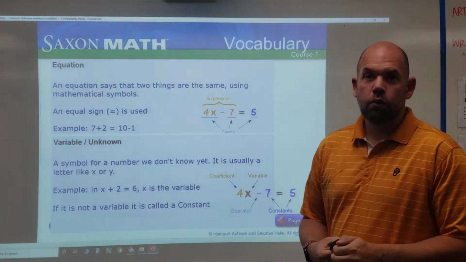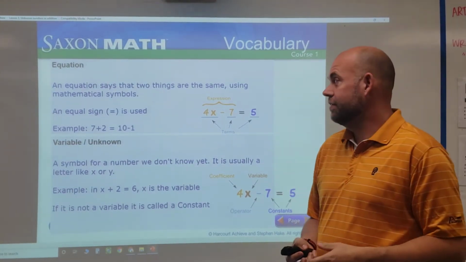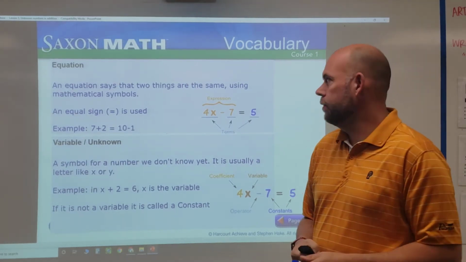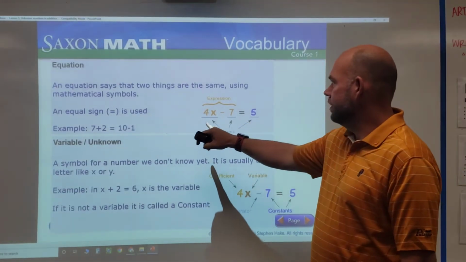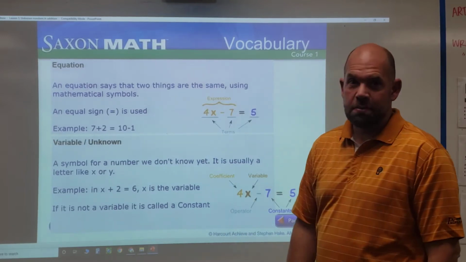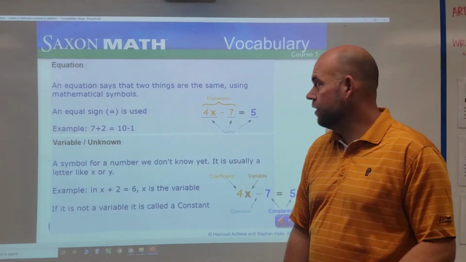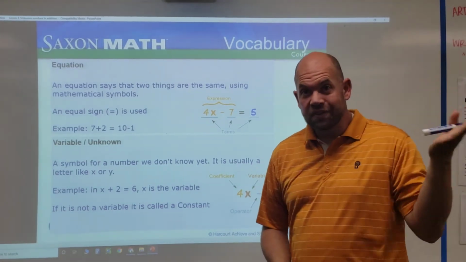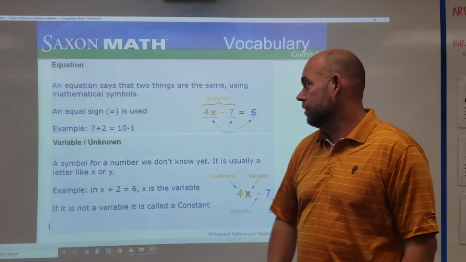All right, so one of the things that we're going to talk about today is doing equations, and in particular looking for unknown numbers. An equation says two things are the same using mathematical symbols, and the important thing here is this equal sign, because what is equal on one side of the equation has to be equal on the other side of the equation.